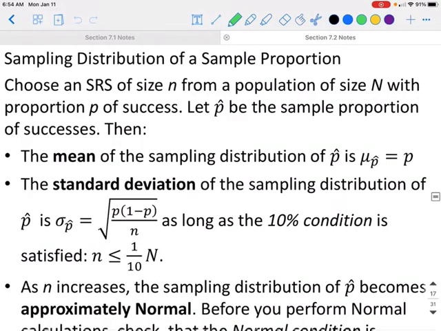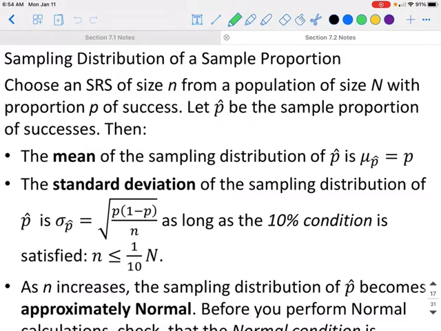So for our sampling distribution of a sample proportion, you need to choose a simple random sample of size n from a population that has a size large N with a population proportion of p. We're going to let p hat be the sampled proportion of successes. So the mean of our sampling distribution of the p hats will just equal the proportion for the entire population.